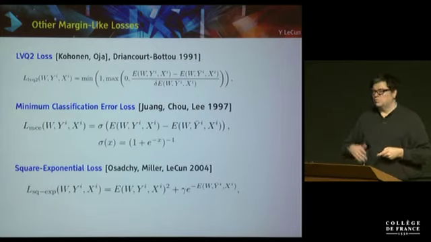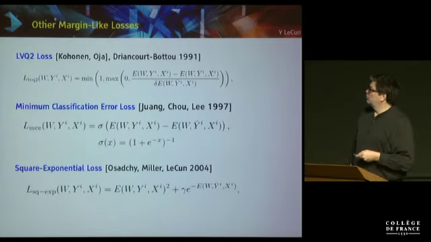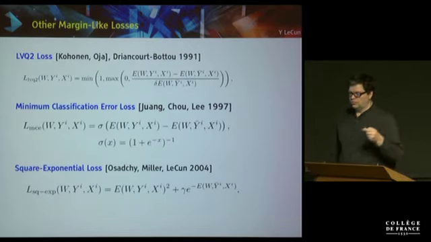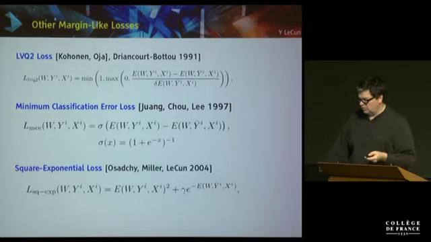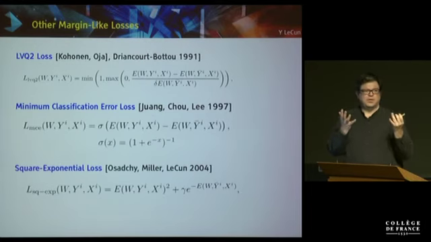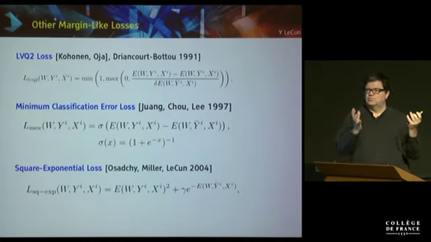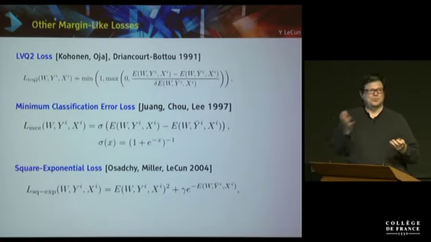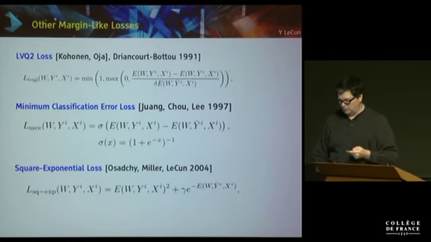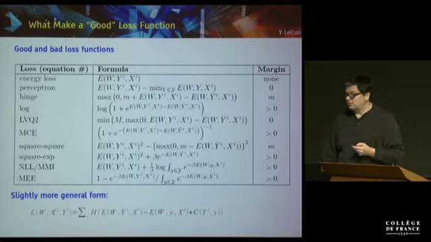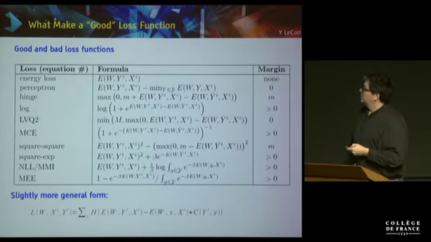There's a whole catalog of cost or loss functions, many different ones proposed by people in speech recognition in particular. They're all based on the idea of having two terms. One term tends to minimize energy for the correct answer, and the other one pushes upwards incorrect ones.